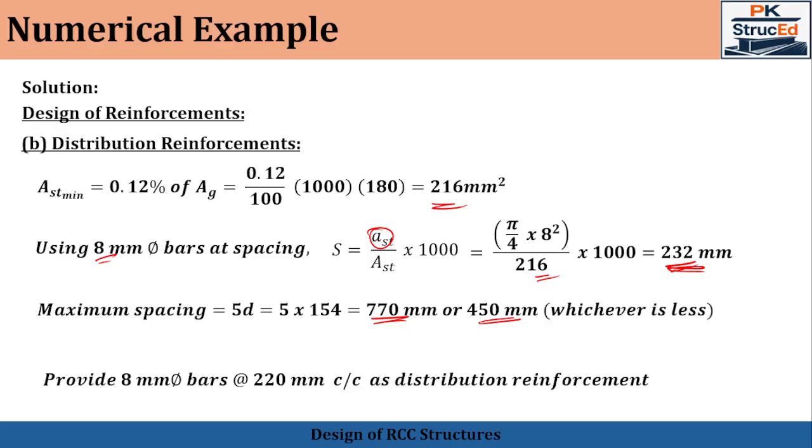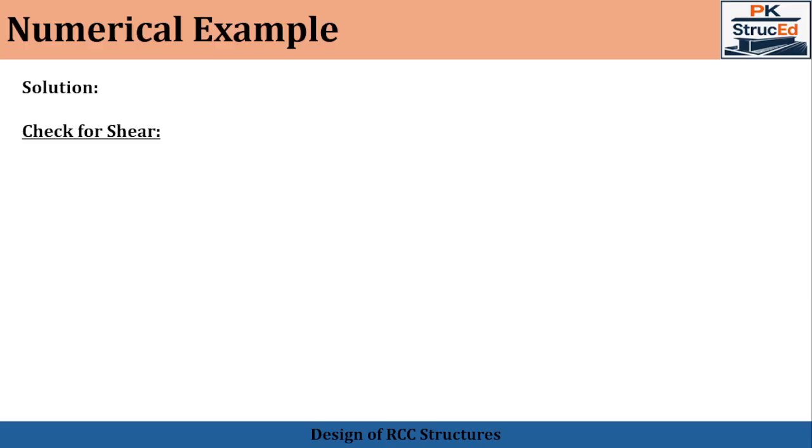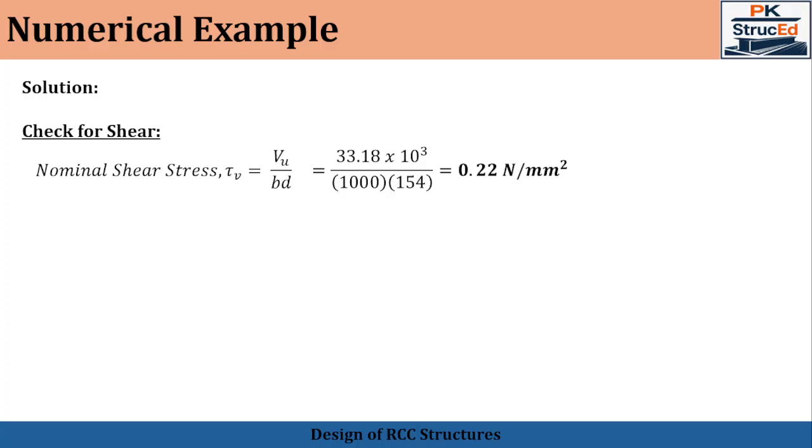reinforcement. So once the flexural design has been completed, we are moving on to the shear design, in which the nominal shear strength will be compared with the permissible shear strength to check whether the shear reinforcements are required or not. It starts with the nominal shear strength, using the formula Vu by bd, substituting the shear force of 33.18 kilonewton divided by b, which is 1 meter, and small d, the effective depth of 154 mm. We are getting the nominal shear strength as 0.22 Newton per mm square.